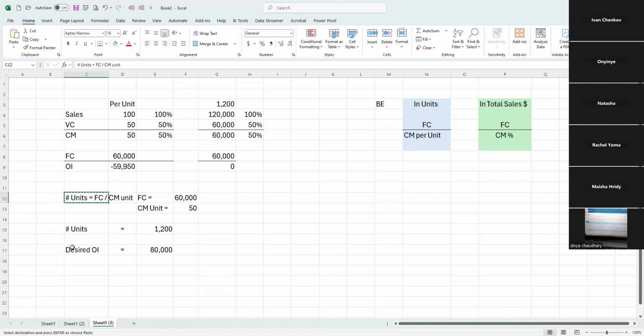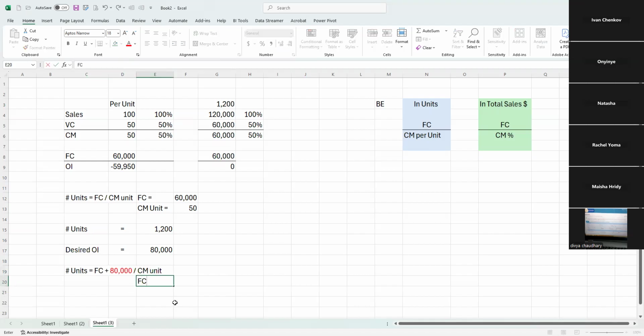I'm still going to use this formula, but with a slight modification. Fixed cost plus operating income, the one that you want, divided by CM per unit. Right. So, do I know my fixed cost? Yeah. 60,000. It hasn't changed. Do I know my contribution margin per unit? Yeah. Still $50 per unit. Do I know how much I want? Yes. We want 80,000 more.